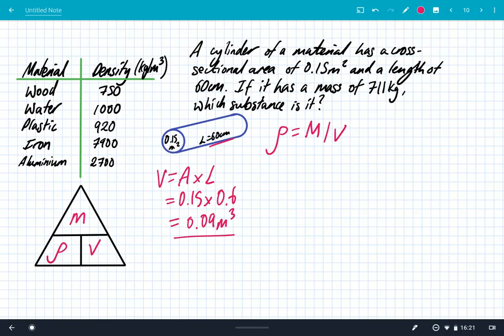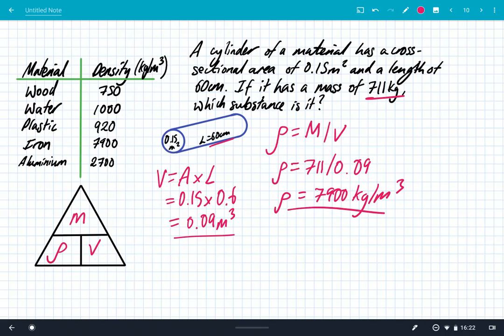So now we can calculate the density. Density is the mass, which is 711, divided by the volume of 0.09. So the density is 7,900 kilograms per meter cubed. And if we look at our table, we can see that this material must be iron. So using the density, we've identified the material that we had.